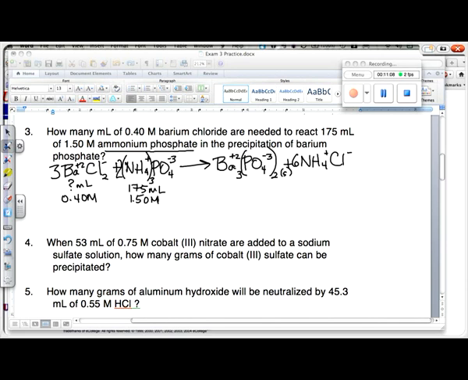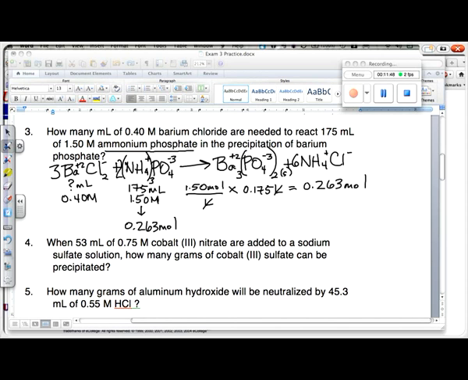This is our third one in a row, same type. Get into moles. 1.50 moles per liter, rewriting the big M, times the liters, dividing by 1,000. And that's going to give me my moles of the ammonium phosphate. And I get 0.263 moles. Okay, so that goes here.